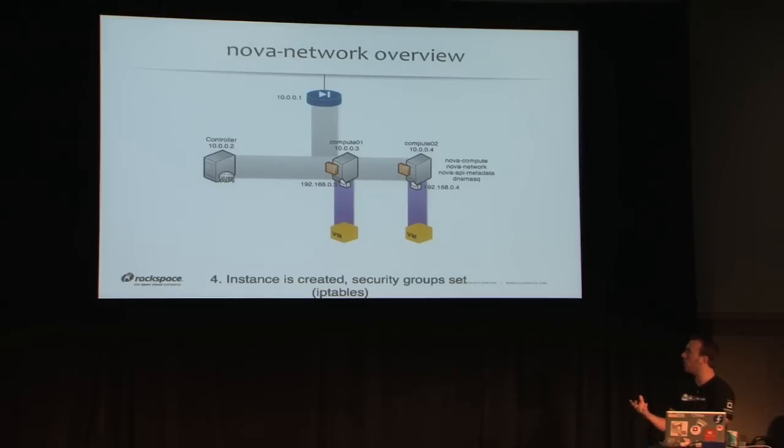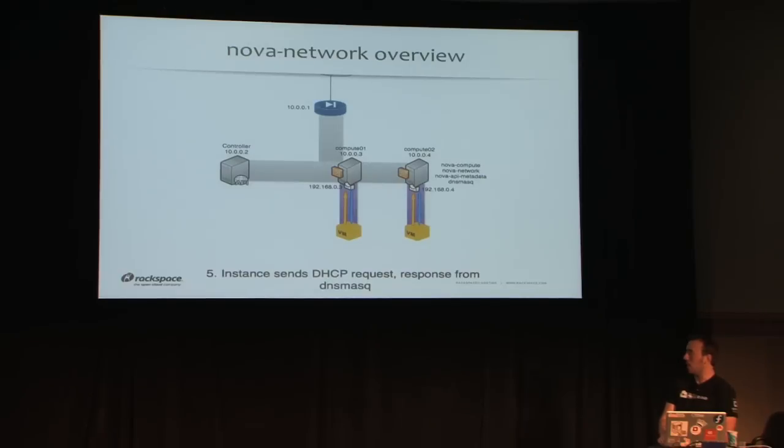Once my instances are created, it's going to set up some additional security groups, which are also iptables rules on the compute host. And by default, when OpenStack deploys, it's an extremely restrictive model: nothing's allowed. Next step in the process, the instance is going to send a DHCP request and get a response from dnsmasq running on its machine. dnsmasq is going to keep data about all the instances that are running, their MAC addresses for their virtual NICs, and their IP addresses.